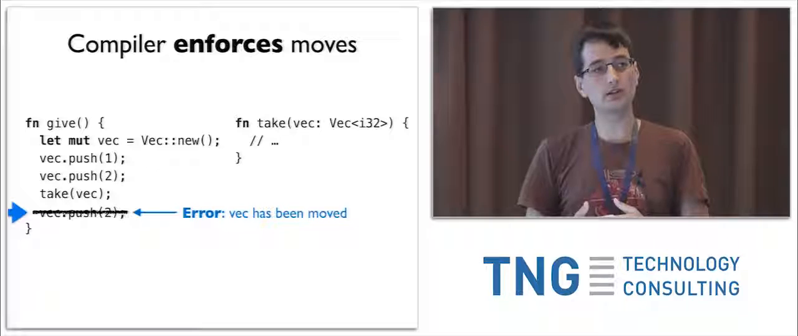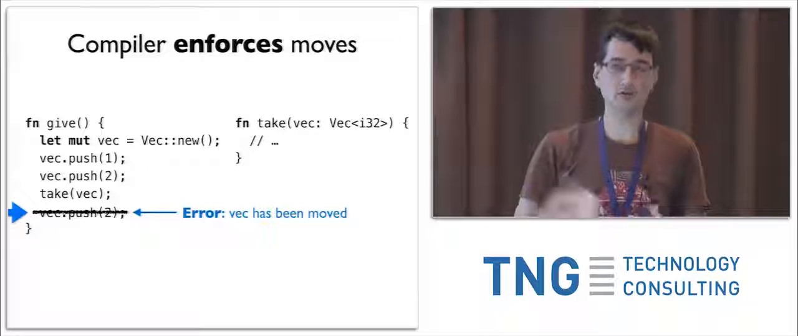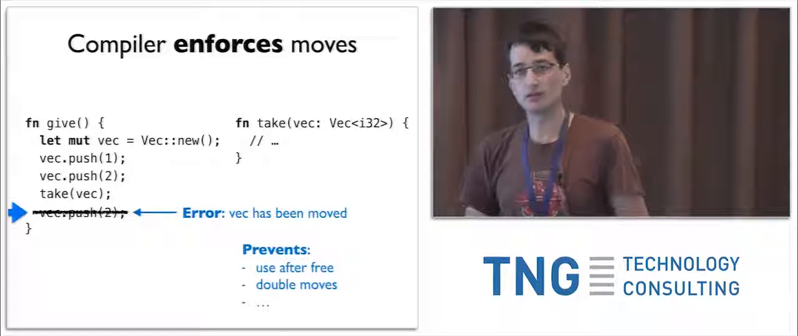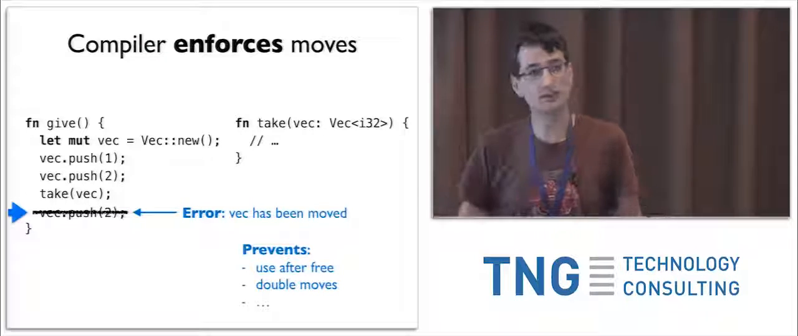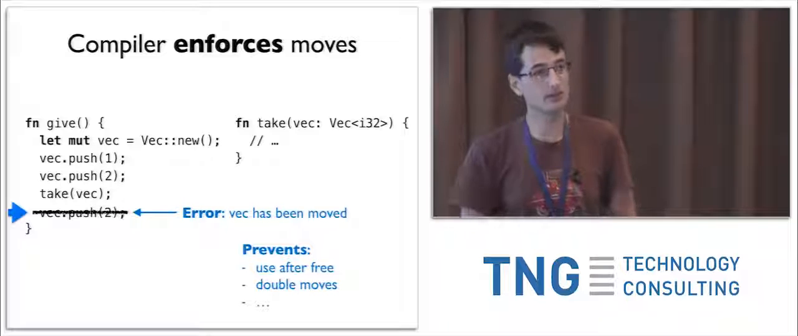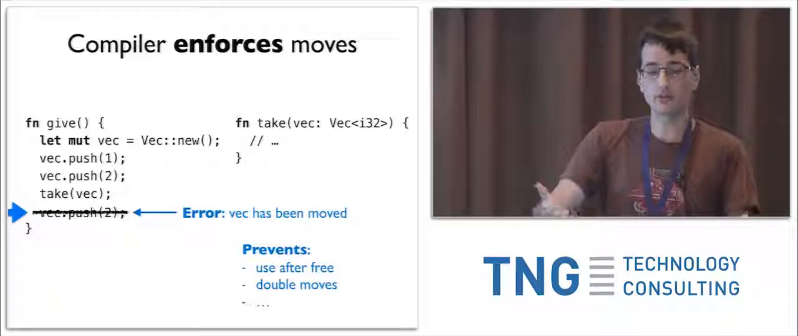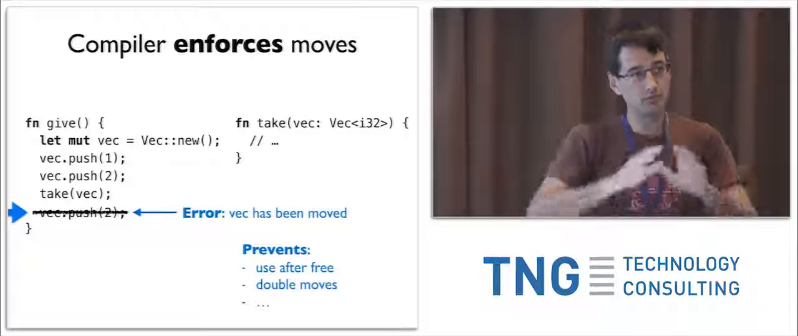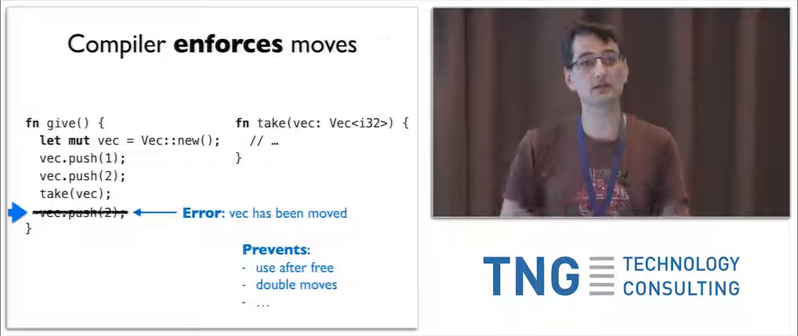You can't use anything after you have moved it out to someone else unless they give you back ownership. And what this ends up meaning is that we can prevent these entire classes of bugs you see in C++, like use after free or double moves or anything related to all of this. So with this one simple concept of ownership, we completely eliminate these entire classes of bugs.